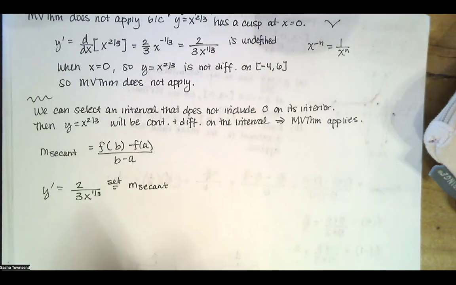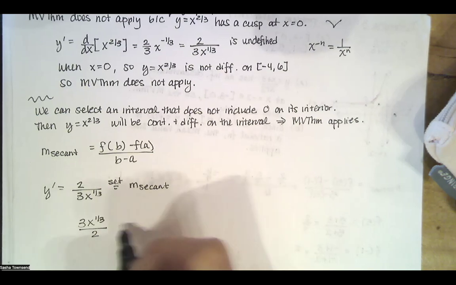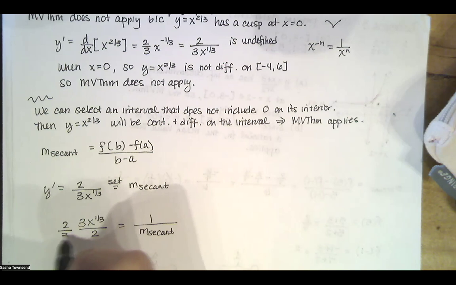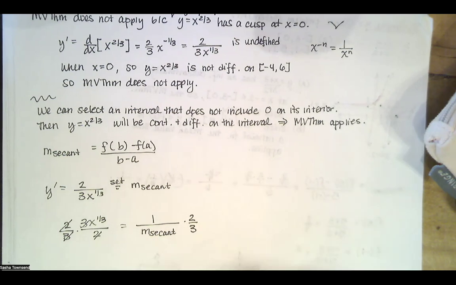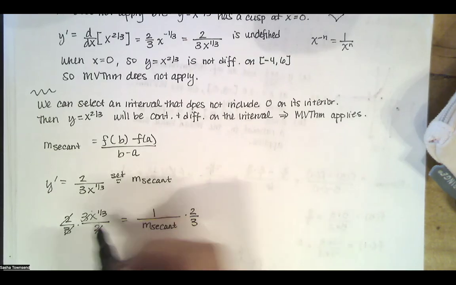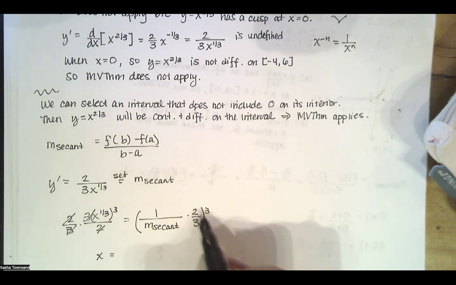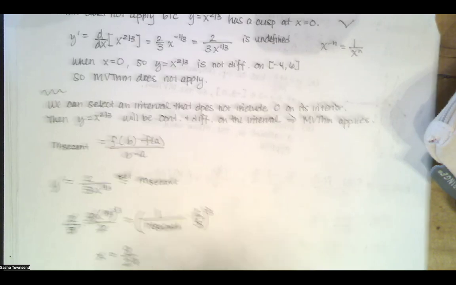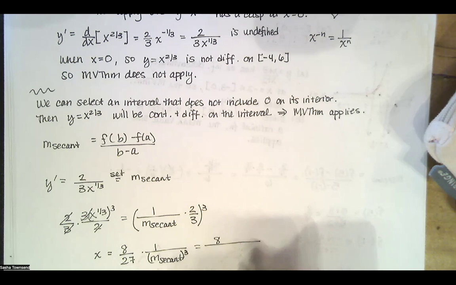Now, if I'm solving that for x, I want that x in the numerator, so I'm just going to take the reciprocal of both sides. I'll multiply by 2/3 on this side to get rid of the 3/2. That's legal as long as I do the same thing on the other side. And then I've got x to the 1/3, the cube root of x. Raise both sides to the 3rd power to get x by itself. So x is equal to 2/3 cubed, which is 8 divided by 27. 2 cubed is 8, 3 cubed is 27. Times 1 divided by the slope of the secant line cubed. Or if you prefer, you can write it as a single fraction.